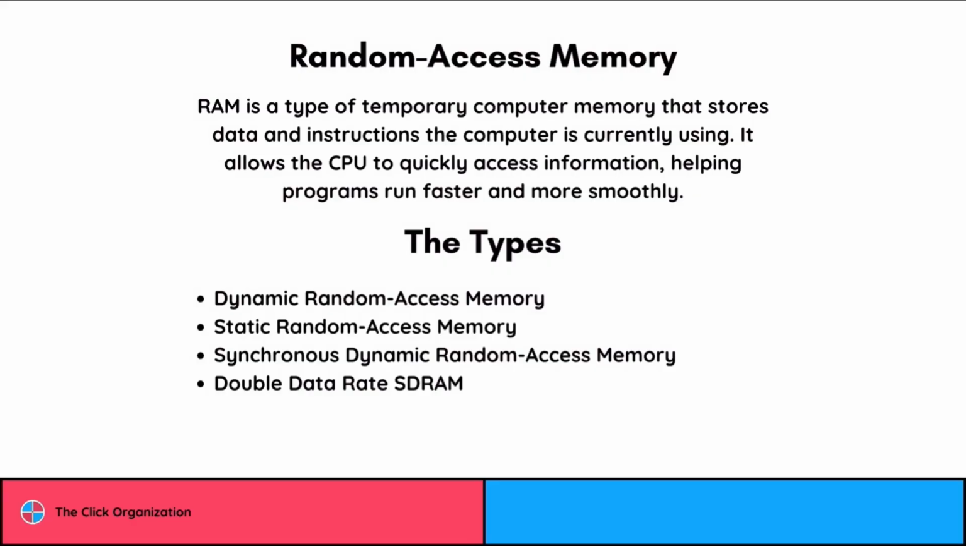SDRAM, or Synchronous Dynamic Random Access Memory, is an improved version of dynamic random access memory. It allows faster communication between the RAM and CPU. But in my opinion, the best one yet is double data rate SDRAM, or DDR SDRAM. This one is a newer and faster type of SDRAM, and it can transfer data much faster than the other 3 types. That is why it is the most common type of RAM used in modern computers.